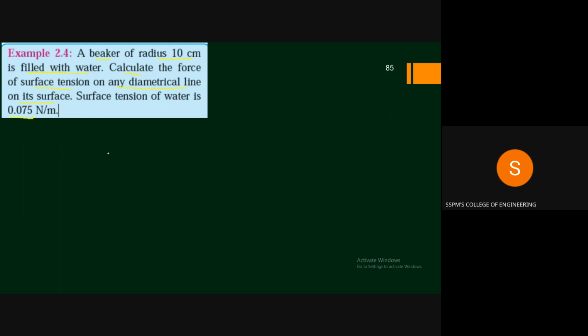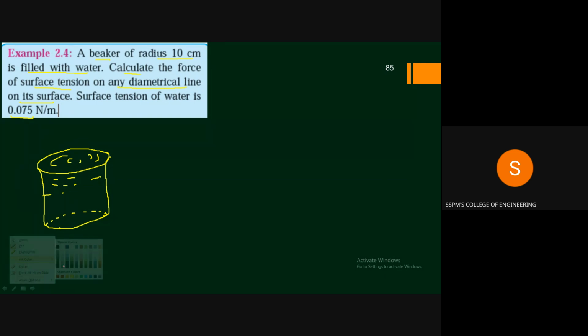So in the question, what is given? There is one beaker like this, and this beaker is completely filled with the water. So this is completely water. And we want to find out the surface tension on one diametrical line. Sorry, the force because of surface tension.